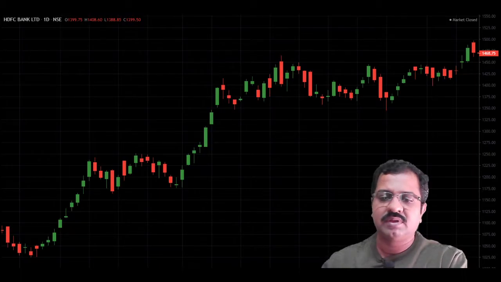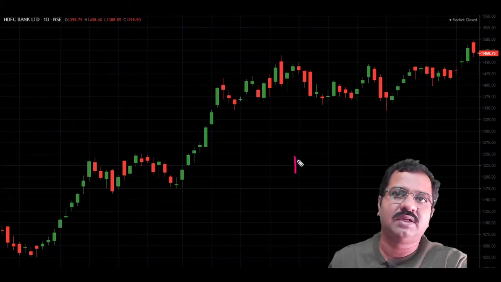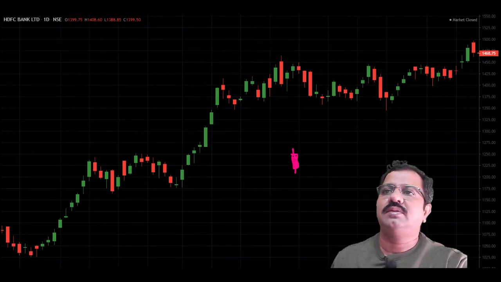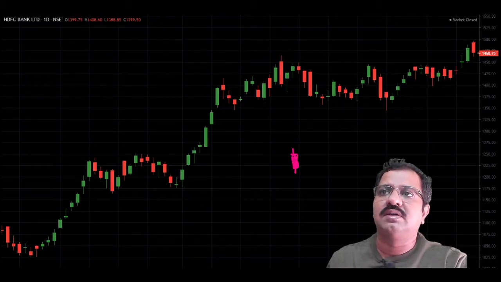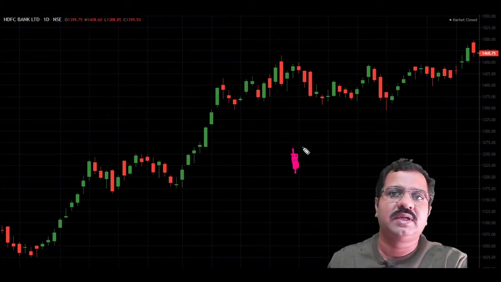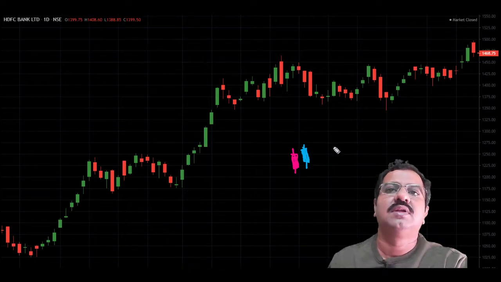See, if a red candle is created, something like this, suppose this is your red candle, it means the stock price is going down, right? This is bearish candle, and another candle, which is a bullish candle, is created immediately after that. Next day it has created a bullish candle like this. Okay, this is called bullish engulfing.